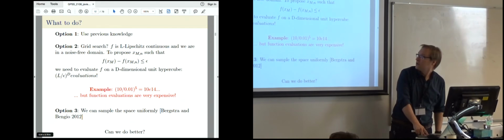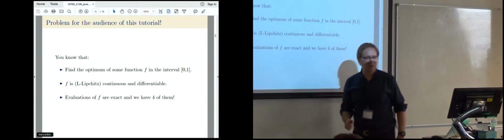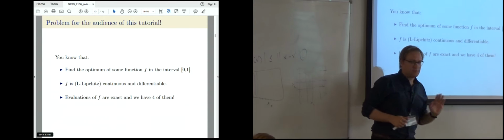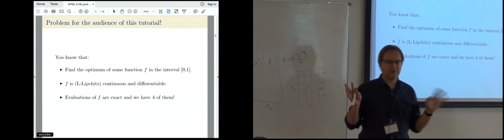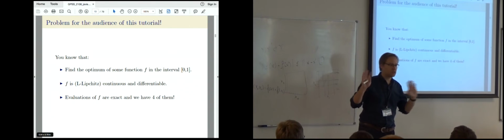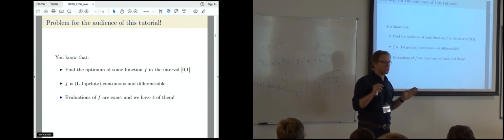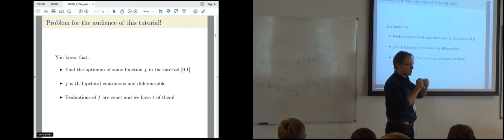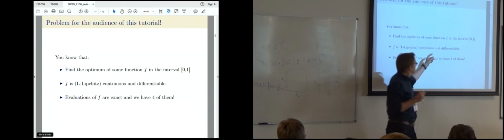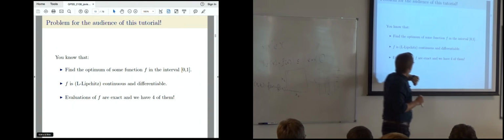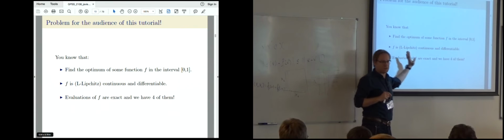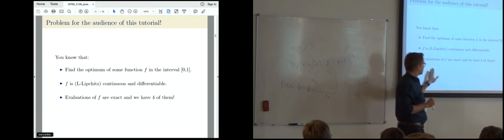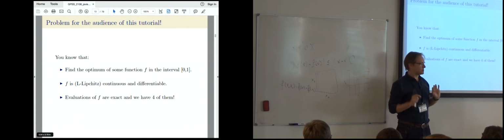So I have a small game for you. Now you will have to participate. This is an exercise for you all. So imagine that you have to optimize a function. I'm going to show you a figure in which there is a function that you don't know, but I have evaluated that function at 4 points, right? The function is unidimensional, in the interval 0, 1. The function is Lipschitz continuous and differentiable, so you already know what this means, right? And the evaluations of f that I'm going to show you are exact, right?